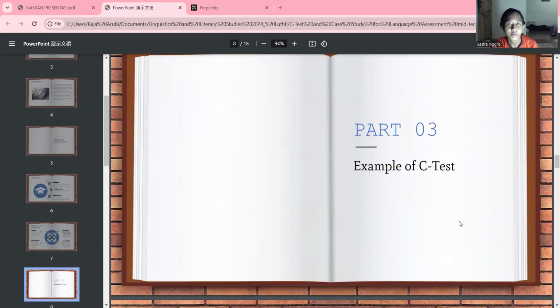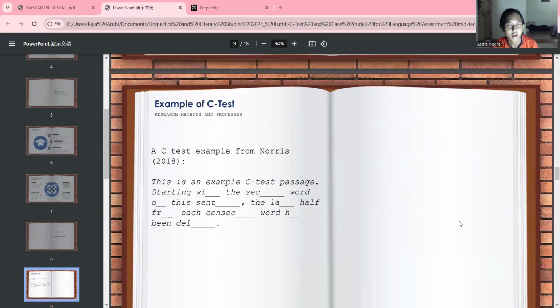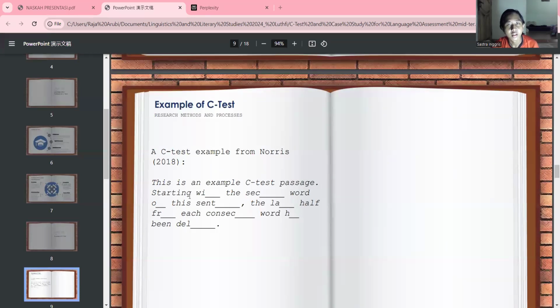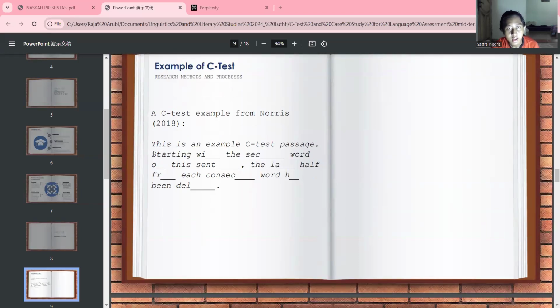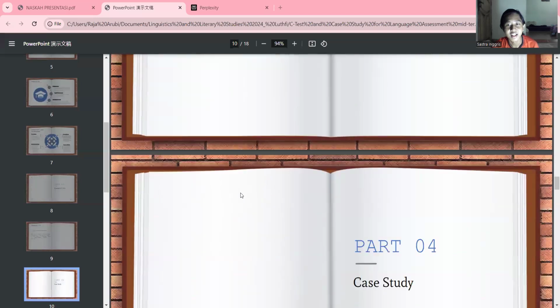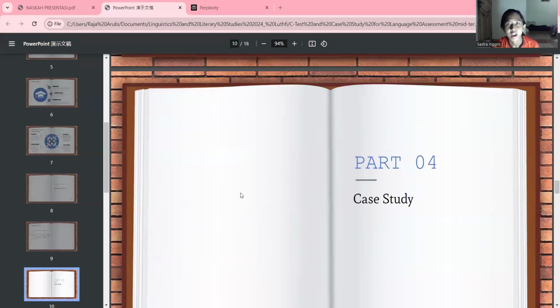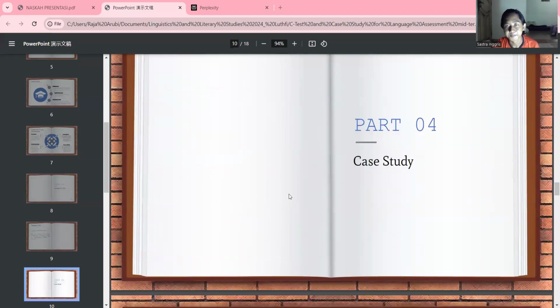Okay, we move to an example of C-test. Here is the example of C-test. This is what I explained before. There are gaps for reconstruction, and look at this. It must be every second word, yeah. It must be blank. Okay, that's all. And the last part is the case study.